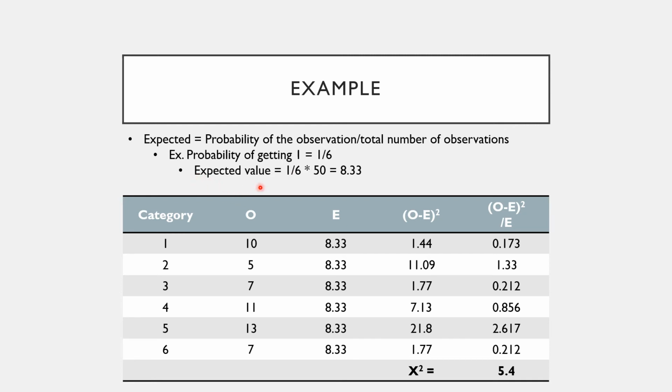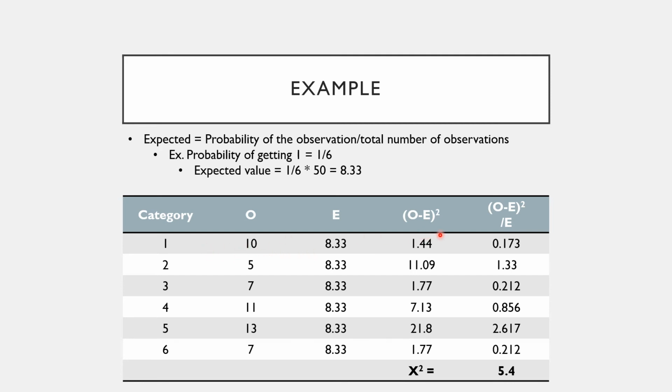So to calculate your expected, you'll take that probability, 1/6, and multiply it by your total number of rolls, or your total number of observations, and that's going to equal 8.33. And since this is a fair die, each side has an equal chance of being rolled. All my expected values are going to equal 8.33.